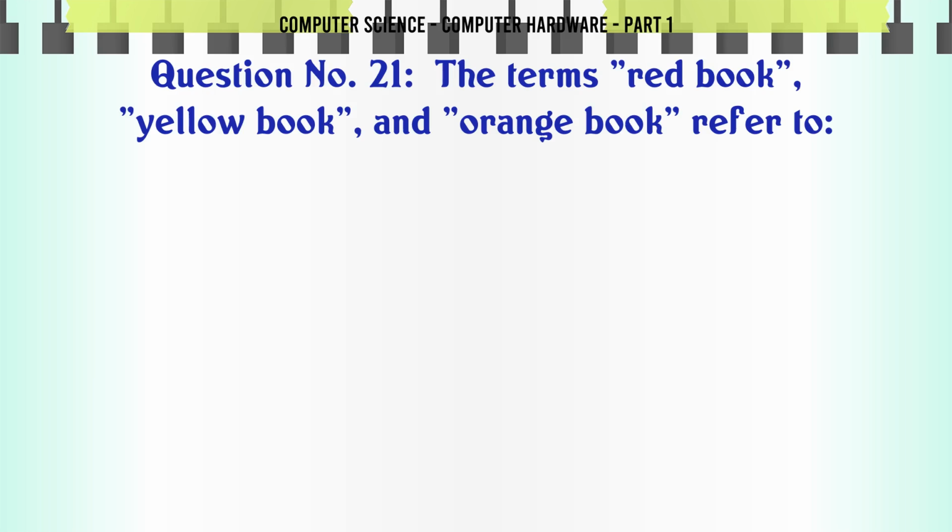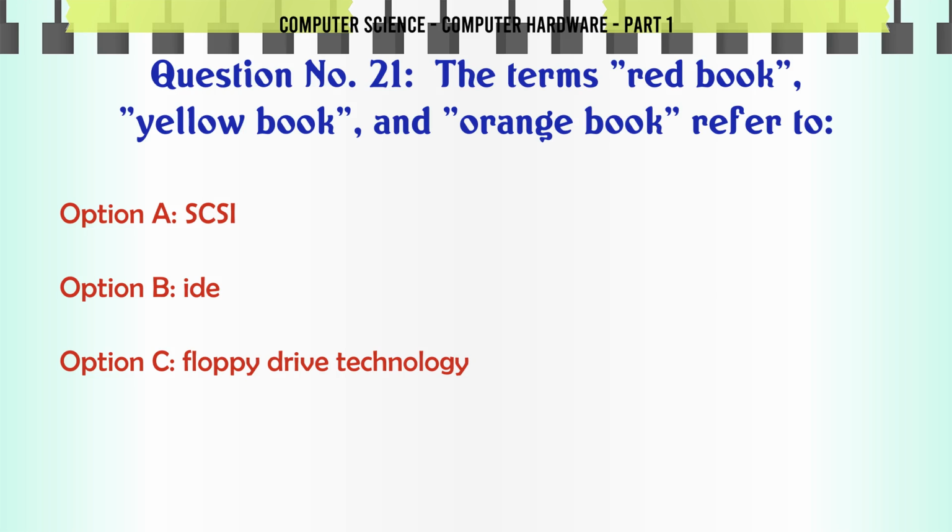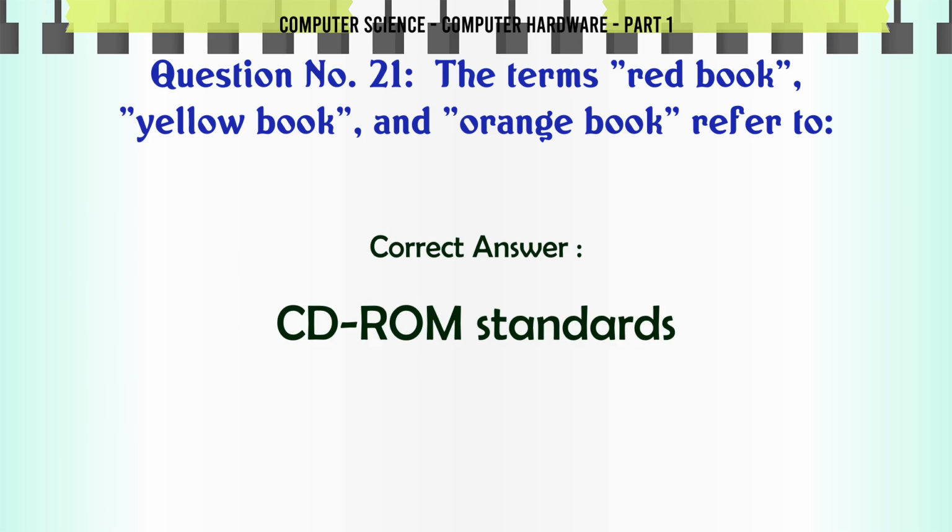The terms red book, yellow book, and orange book refer to: A. SCSI. B. IDE. C. Floppy drive technology. D. CD-ROM standards. The correct answer is CD-ROM standards.